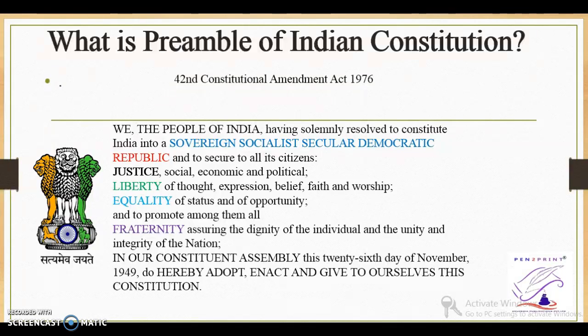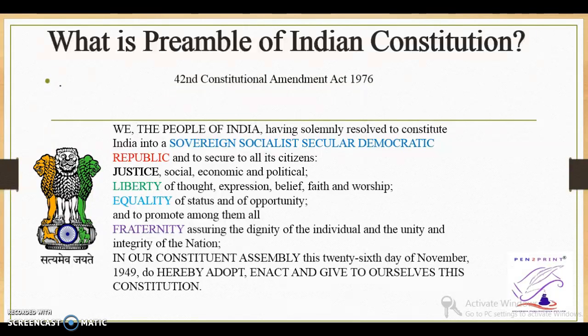The preamble categorically accepts the principle of popular sovereignty. It begins with the noble words, "We the people of India." These words testify to the fact that the people of India are the ultimate source of authority. So it is the people, the citizens of India, who elect the representatives and then they govern the country. So ultimate power lies in the hands of the public, the citizens of the country.